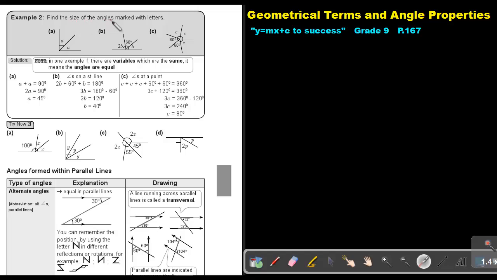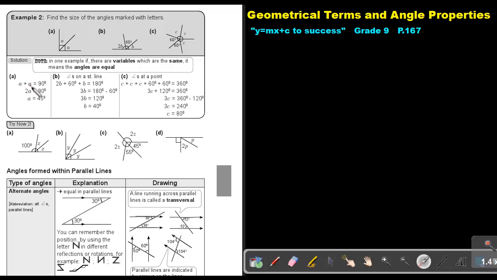Find the size of the angles marked with letters. So if this is A and this is A, what does it mean? It means that the size of this angle is exactly the size of this angle. If they are using the same small letter, not capital letters, then the size will be the same. So note, in one example, if the variables are the same, it means the angles are equal. That's what I'm saying to you.